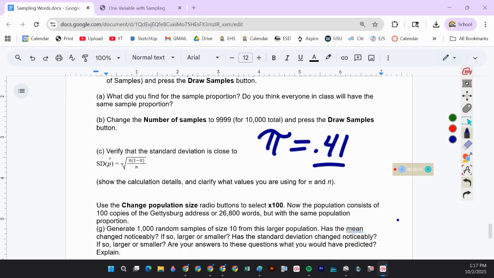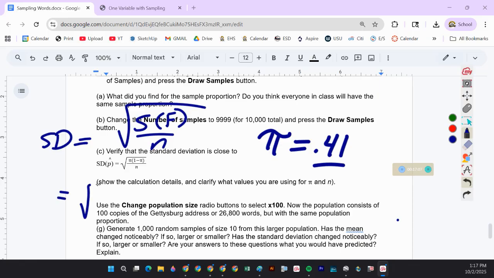Okay, so the standard deviation of the sampling distribution should be the square root of success times failure divided by n. So that's going to be the square root of 0.41 times 0.59 over... not 268. It's not the number of the population. It's not the number of samples.